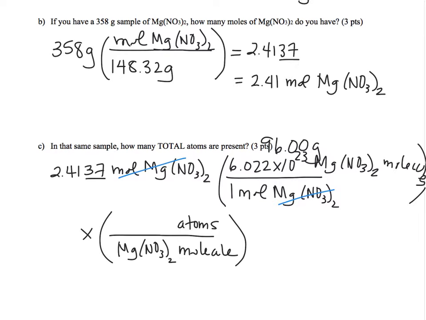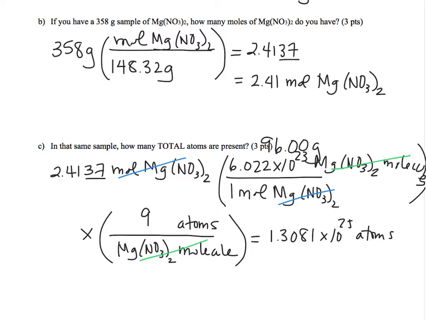Well, what we can see is that 1 molecule has a magnesium, that would be the first atom, 2 nitrogens, so now we're up to 3, and 6 oxygens, so that's a total of 9 atoms. And if we do that, that's going to allow us to cancel the magnesium nitrate molecules within magnesium nitrate molecules. And that's going to allow us to calculate 1.3081 times 10 to the 25th atoms.